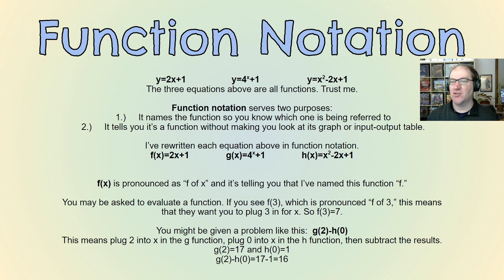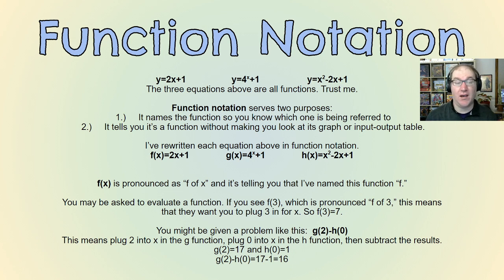So function notation does two things. It names the function. So if I say function f, you know which one I'm talking about. There were three there, right? If I say function f, you know I'm talking about y equals 2x plus 1. And by naming it with this notation, it's telling you it's a function. If I write f of x equals 2x plus 1, you don't have to trust me or anything. It's a function. I wouldn't write it like that if it wasn't a function.